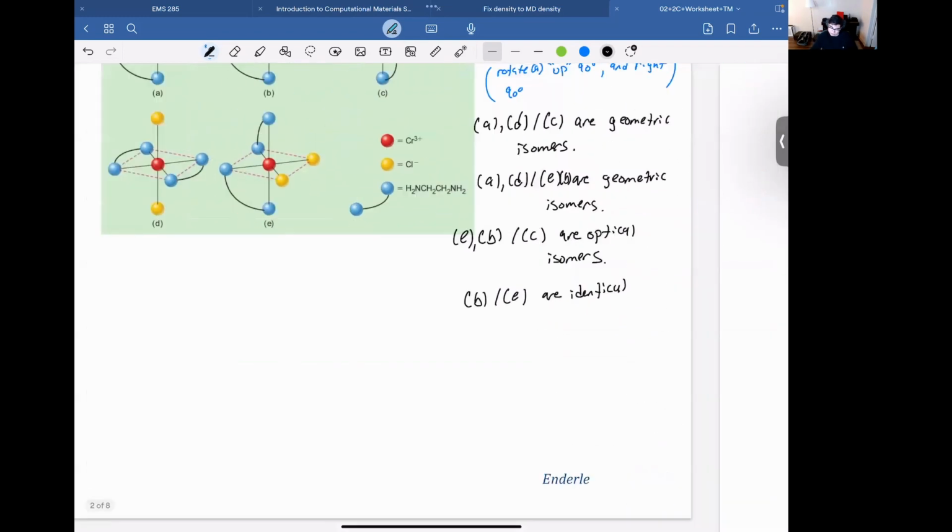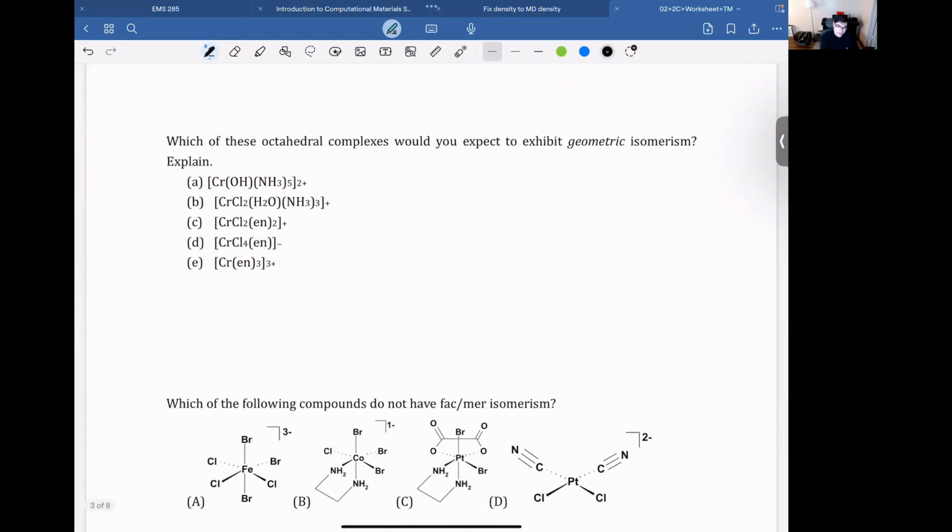All right, moving on to the next one. It says, which of these octahedral complexes would you expect to exhibit geometric isomerism? So there can be multiple answers here. So the first one, you would not expect there to be geometric isomerism because you have 5 identical ligands. You can draw it out if you would like.